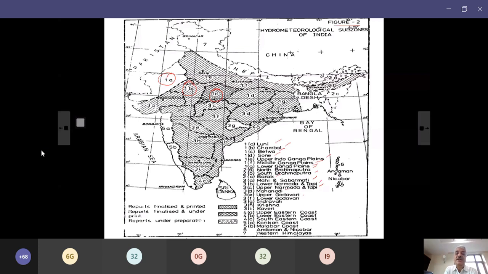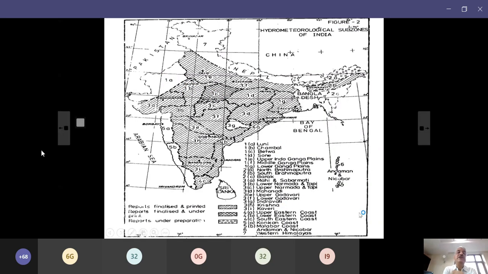3D Mahanadi, 3E upper Godavari, 3F lower Godavari, 3G Indravati, 3H Krishna, 3I Kaveri. This is actually Krishna and Pennar now, 3H. 4A is upper eastern coast, 4B is lower eastern coast, 4C southeastern coast, 5A Konkan, 5B Malabar, 6 is Andaman Nicobar, for which report is yet to be published. For this there is no report, and 7 is Western Himalayas. So except 6, for all other zones there are joint CWC flood estimation reports, and they keep on revising once in 20 years or so.